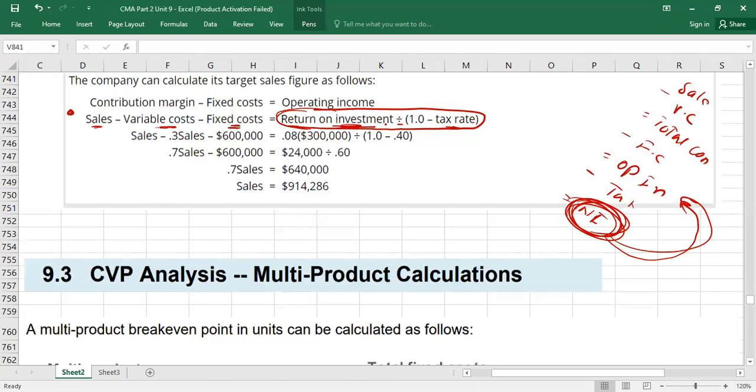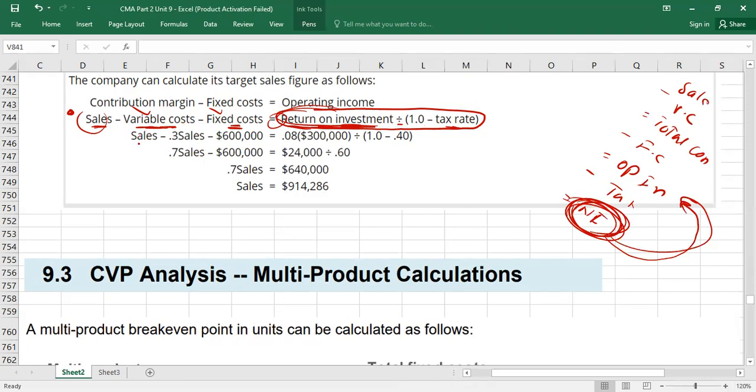So again, what will be the equation? Sales minus variable cost minus fixed cost should be equal to this return. When you take sales, deduct variable cost, deduct fixed cost, this much profit should be left there. This is what the question is, right? He wants 8% of investment, after tax, as a return.